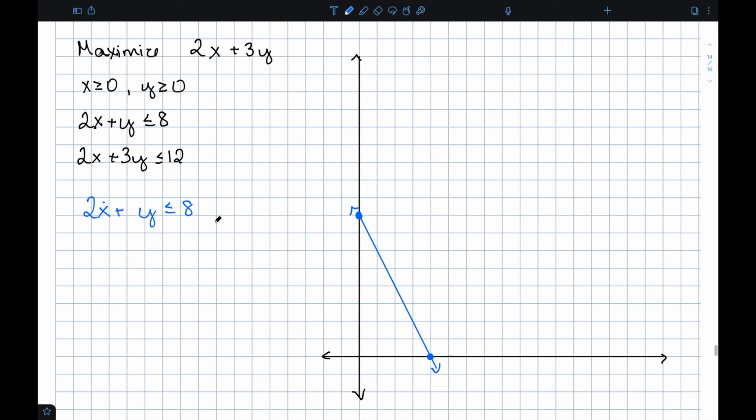This doesn't help me with my shading. I will have to go ahead and use a test point here. Using (0, 0), 0 plus 0 is in fact less than or equal to 8, so I'm going to shade below this line.